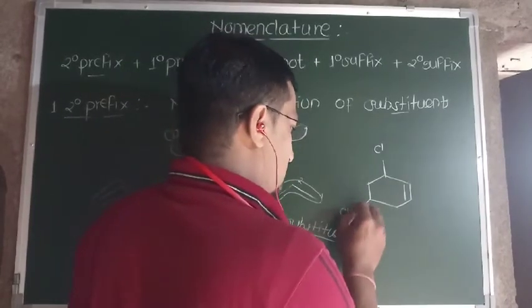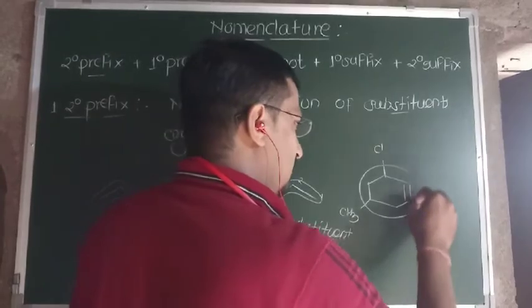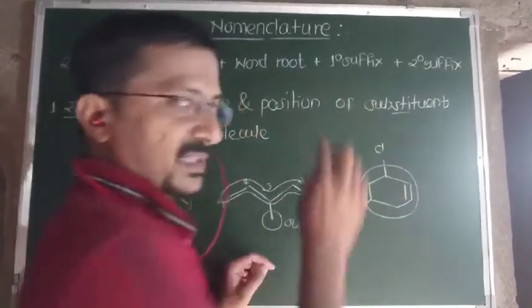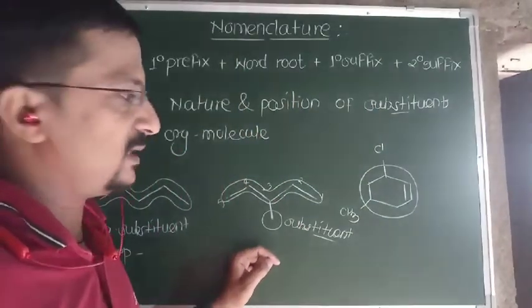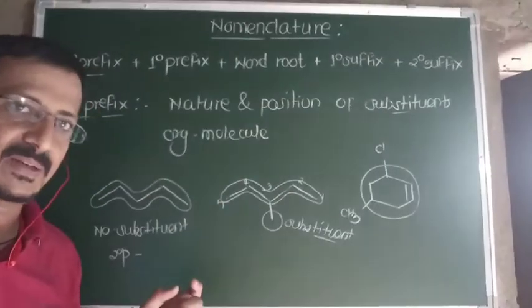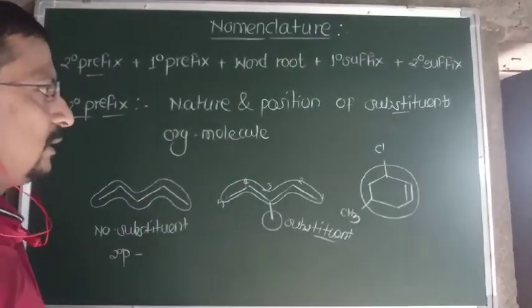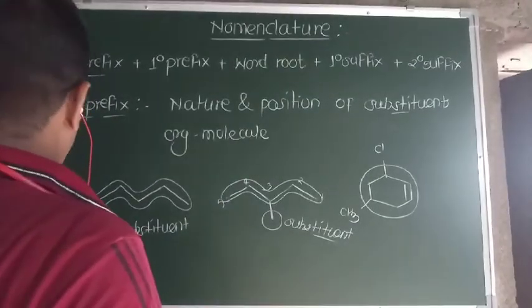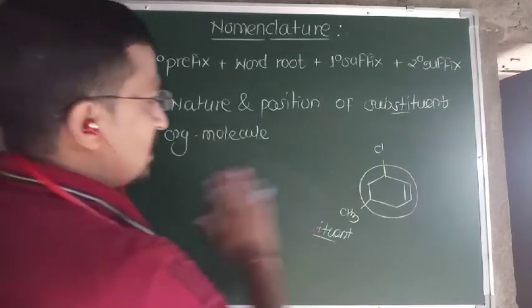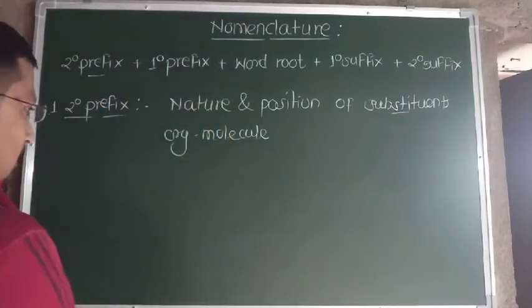Chlorine, and suppose CH3. If you circle the ring, then there are 2 substituents, isn't it? Like this, you may identify the substituents. Remember well, the functional group, mostly in case of a monofunctional organic compound.